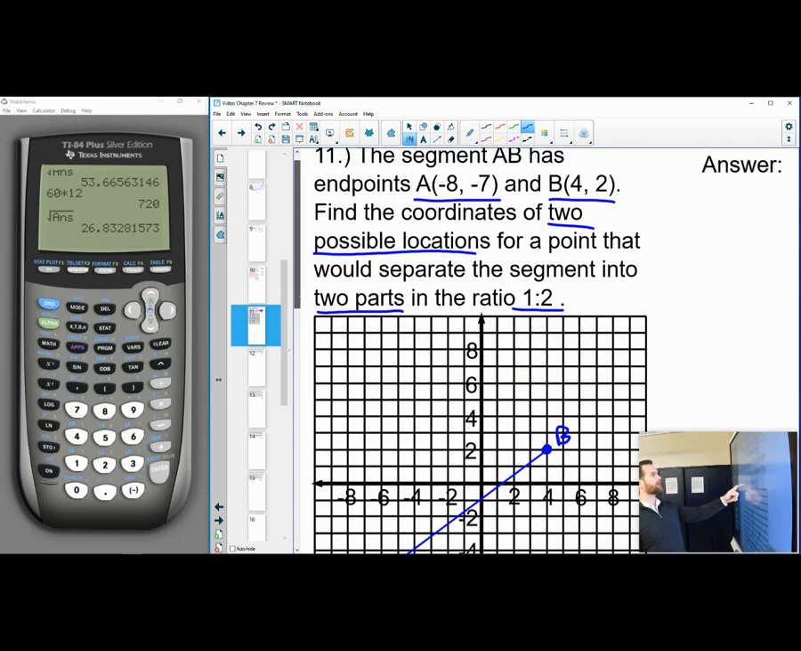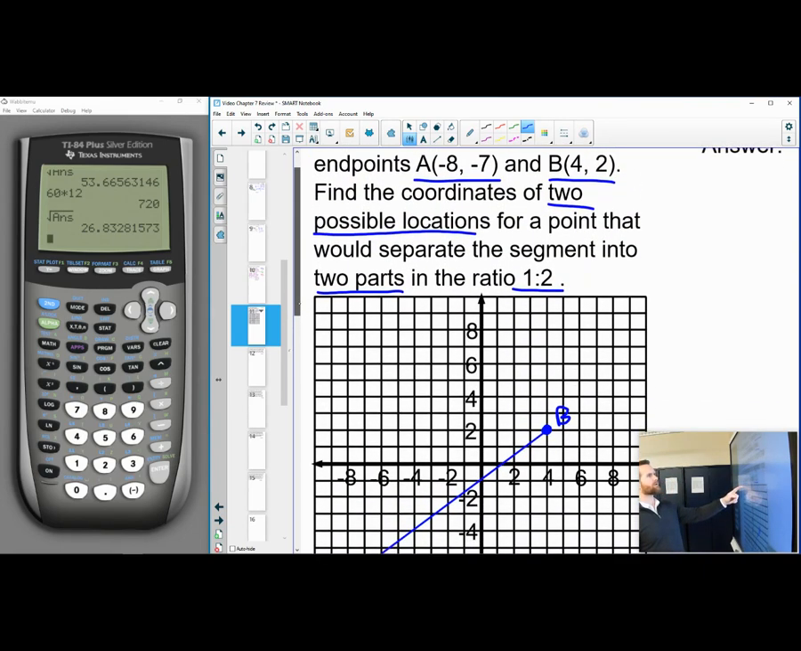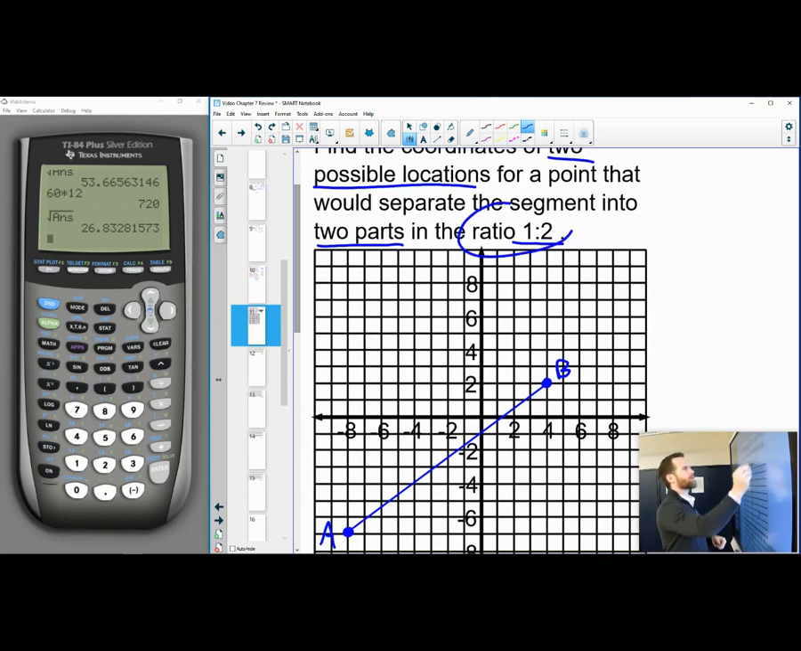Okay, so we graphed the segment. Now let's pull out the rest of the clues. Okay, the big clue right here is ratio 1 to 2. So I'm going to write that over here. So it's a ratio of 1 to 2.